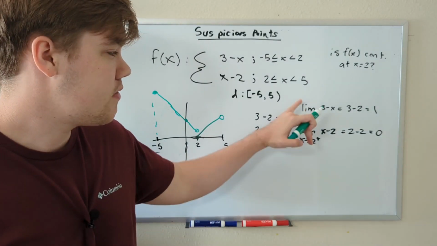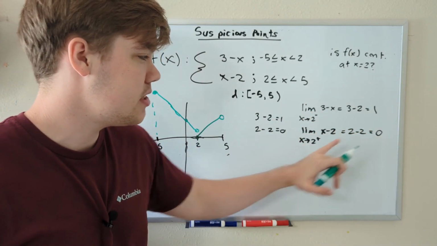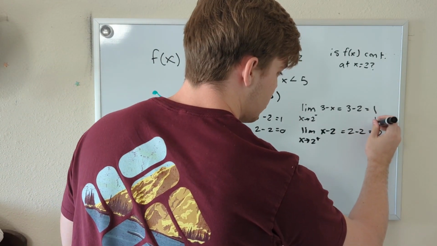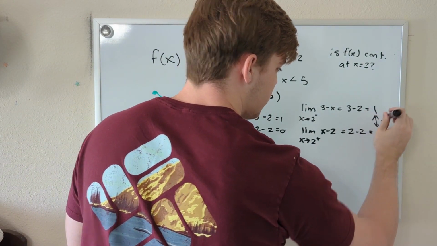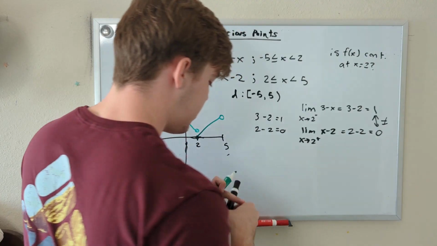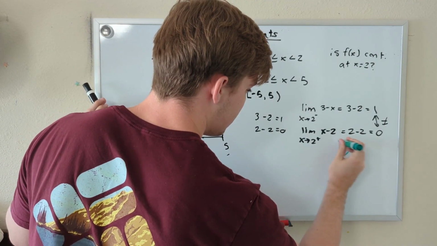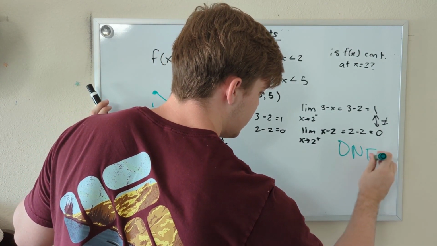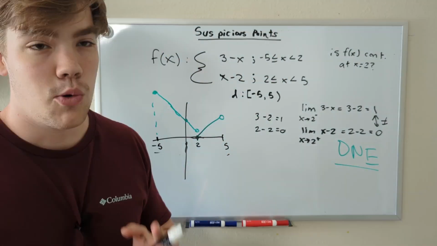And you may notice that one of our limits is 1, and one of our limits is 0. These do not equal. Therefore, the limit at x equals 2 does not exist. We're going to write in green just for fun, DNE. The limit at x equals 2 does not exist. So what does this tell us?